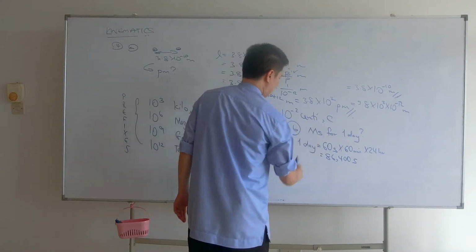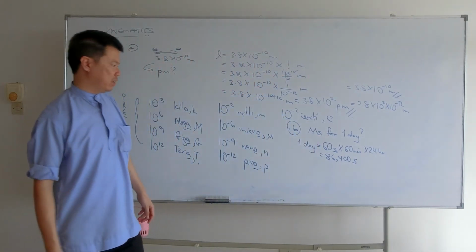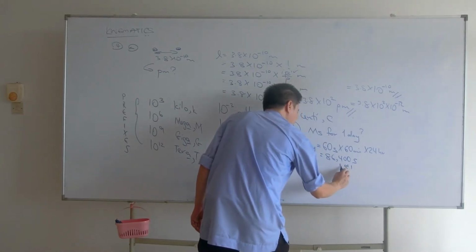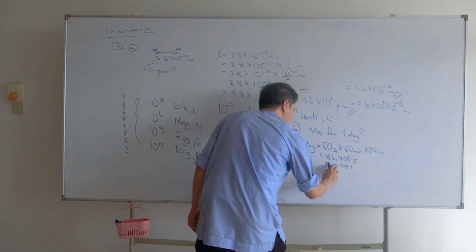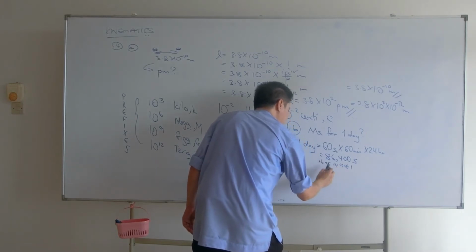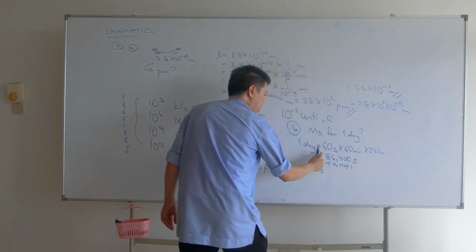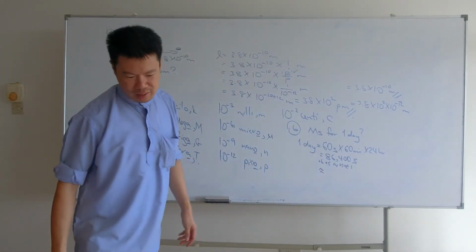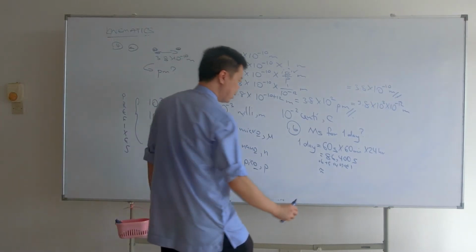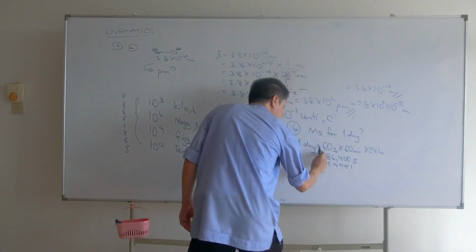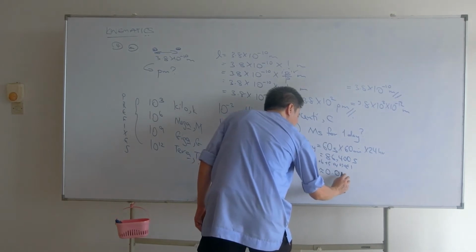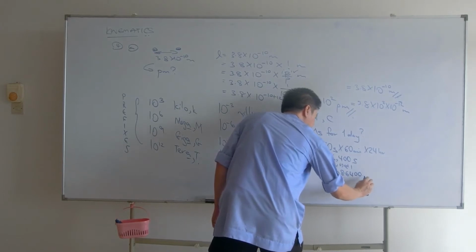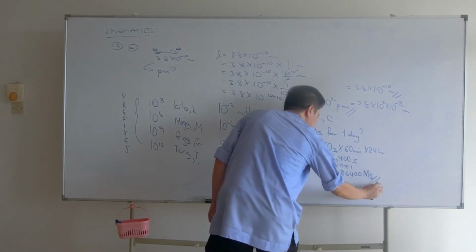Mega, which is 6, so we move the decimal 1, 2, 3, 4, 5, 6 places. Therefore, there will be a 0 here, and we will get our answer. So it becomes 0.086400 megaseconds.